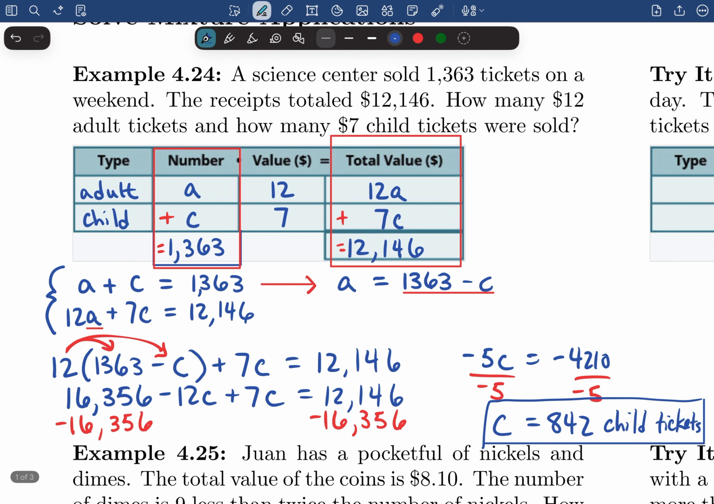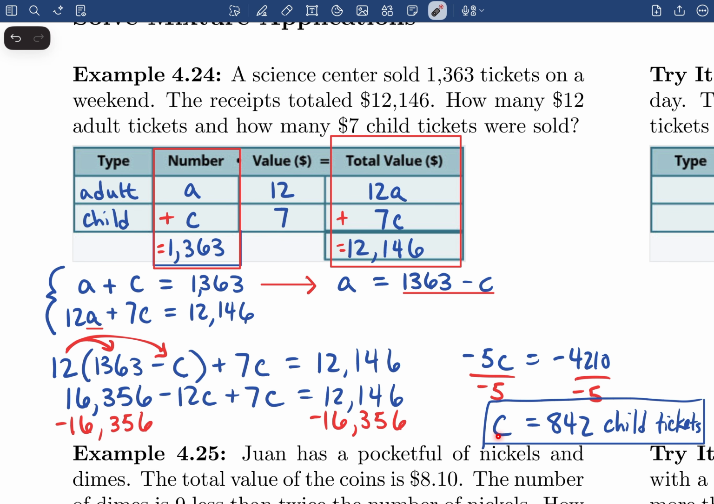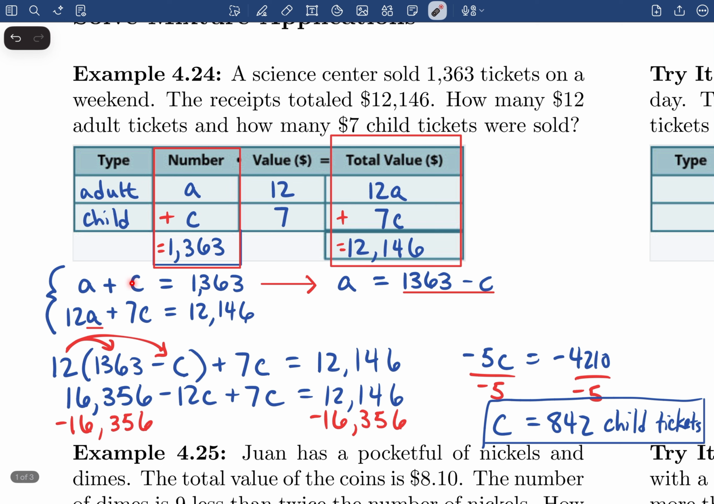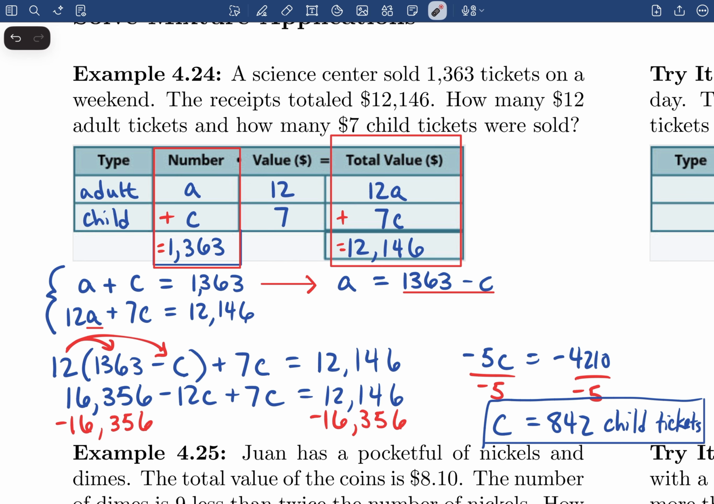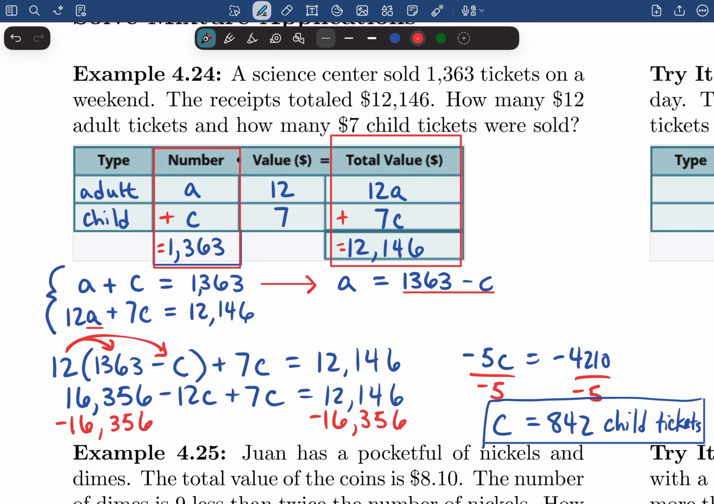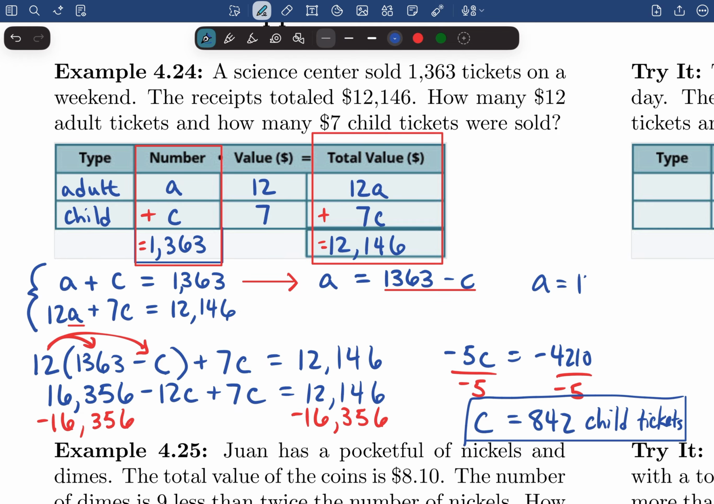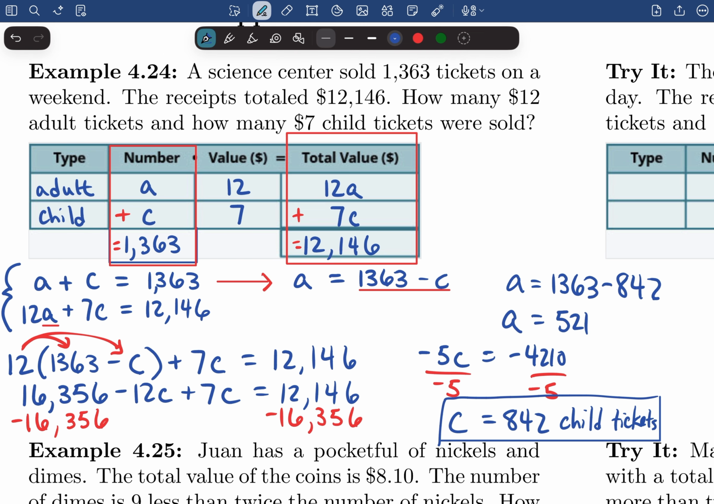Now, a little reminder: we could take that answer we got for C, 842, and plug it in for C in either equation and solve for A. Even better, we could take that answer, 842, and replace C right here, because this equation is already solved for A. So I now know that A is equal to 1,363 minus 842, which means A equals 521 adult tickets.